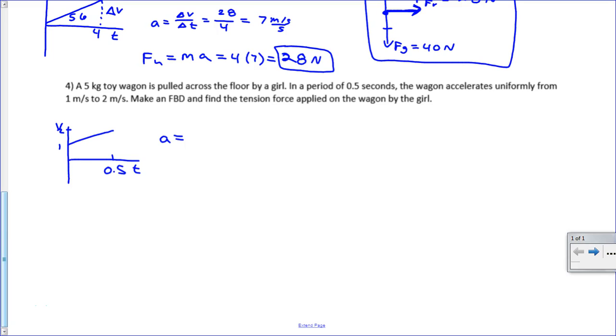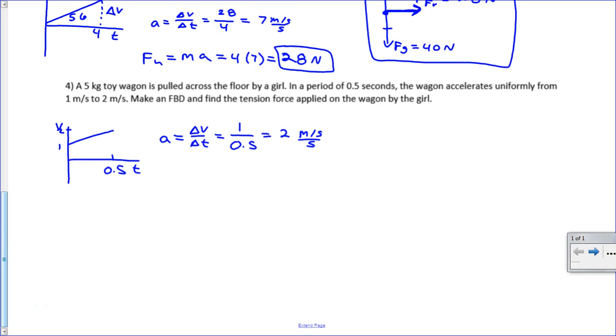So acceleration is change in velocity over change in time, which is the slope of this velocity versus time graph. So it went from 1 meter per second to 2 meters per second, so the change in velocity is 1, over the change in time, which is the 0.5 seconds it took. Okay, 1 divided by 0.5 is actually 2, and that's meters per second per second. So that's our acceleration, 2 meters per second squared.